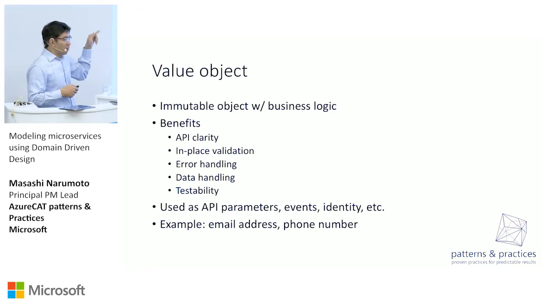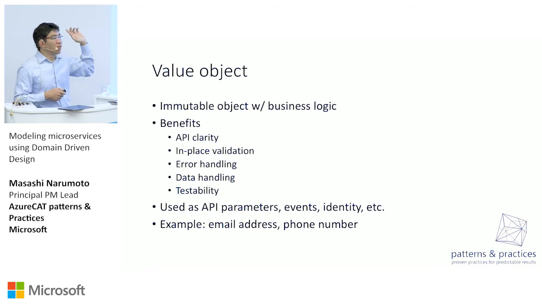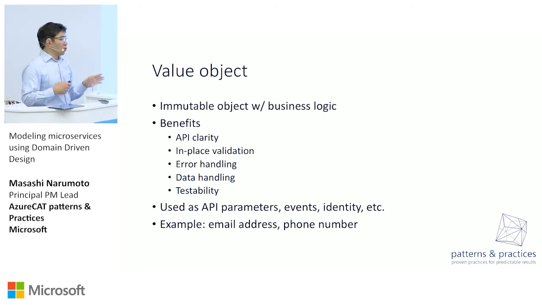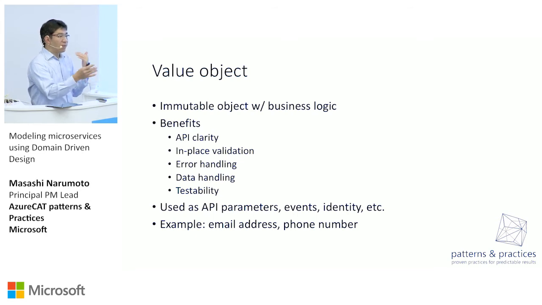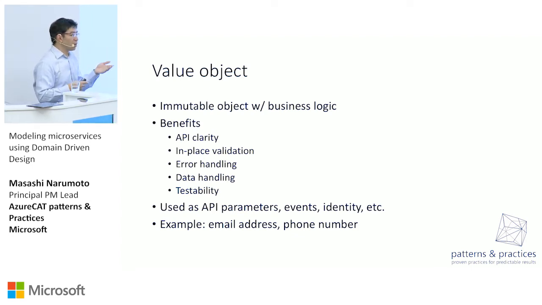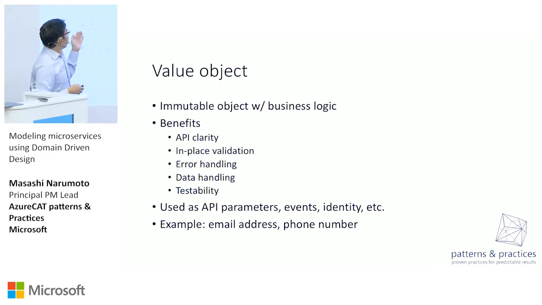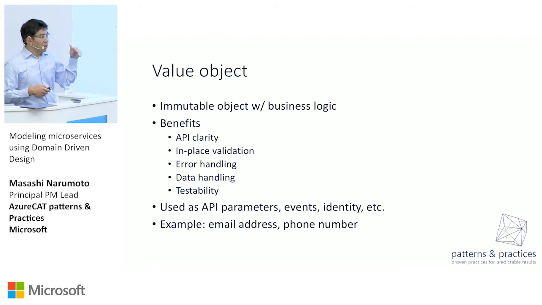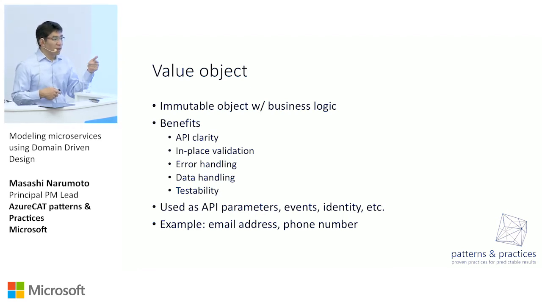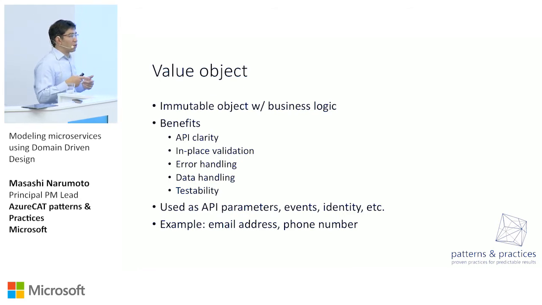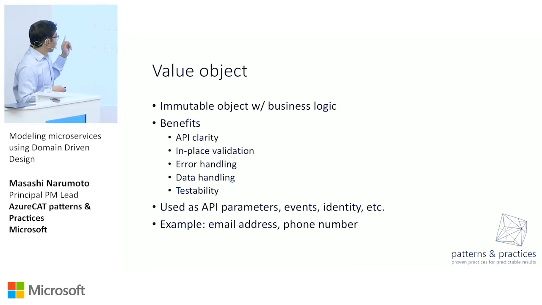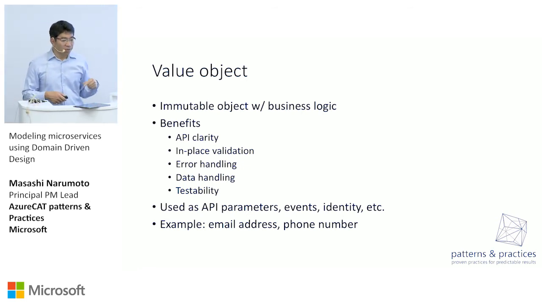And the benefit of using value object is you can use it for API signature. For example, if your API has 5 parameters, you can package those 5 into one value object and then use it as a part of the API signature. Then that simplifies the API. And also, having a value object, if somebody sets a new value to that VO, you can do some validations internally in the value object instead of leaking that validation logic to the client. Same with error handling and data handling, and it gives you better testability.